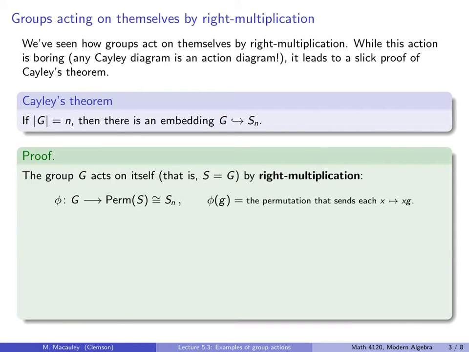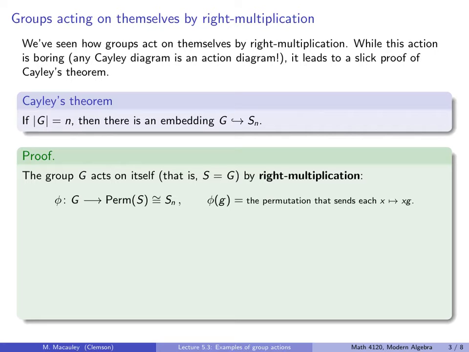To prove this, we start by defining our group action. So the group G acts on itself, and by this I mean the set S is equal to G, by right multiplication. Because there's an action, that means that there's a homomorphism phi that sends G into the set of permutations of S, which is isomorphic to Sn, because G is a finite group of order n. And phi of g is the permutation that sends each element x to x times g.